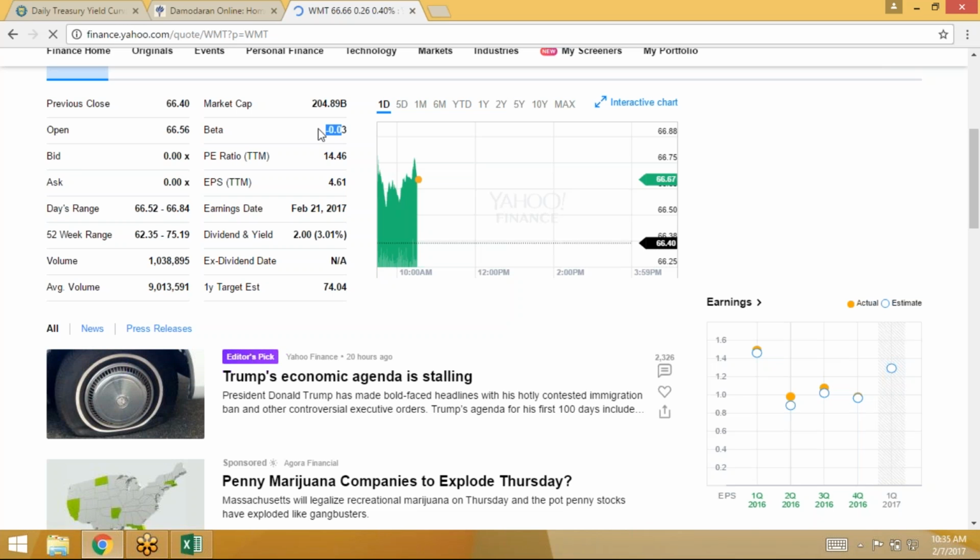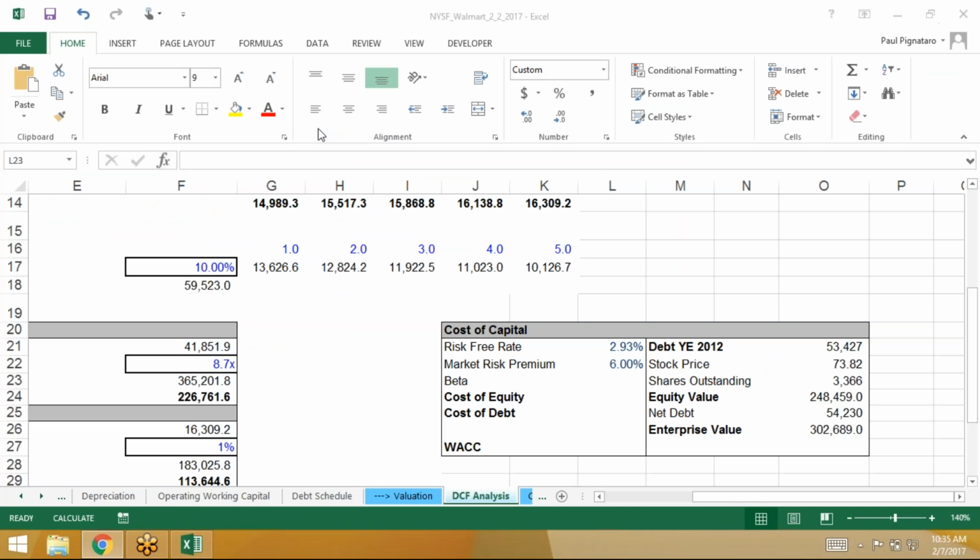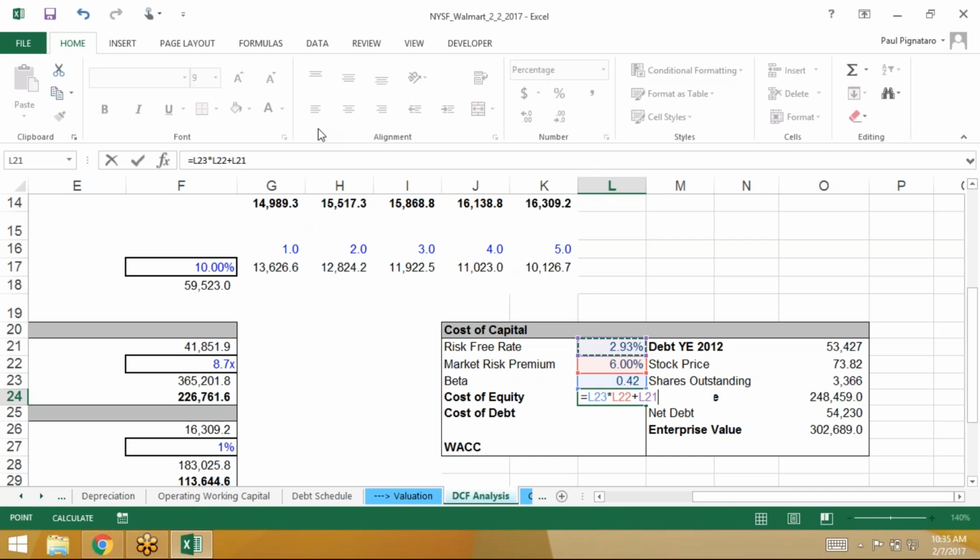Okay, now, again, I'm going to go to the book just so we can match the numbers in the book. In the book, the beta was 0.42. Let's use that, okay? 0.42. And so the cost of equity is simply the beta times the market risk premium plus the risk-free rate. 5.45. Is that high or is that low?